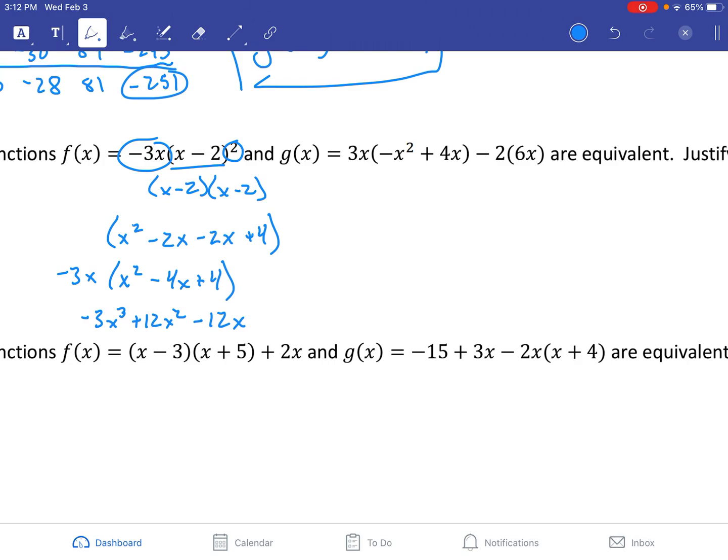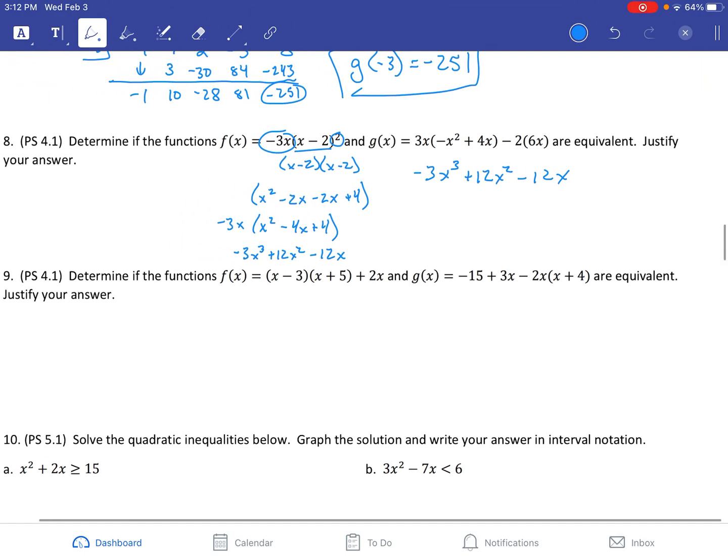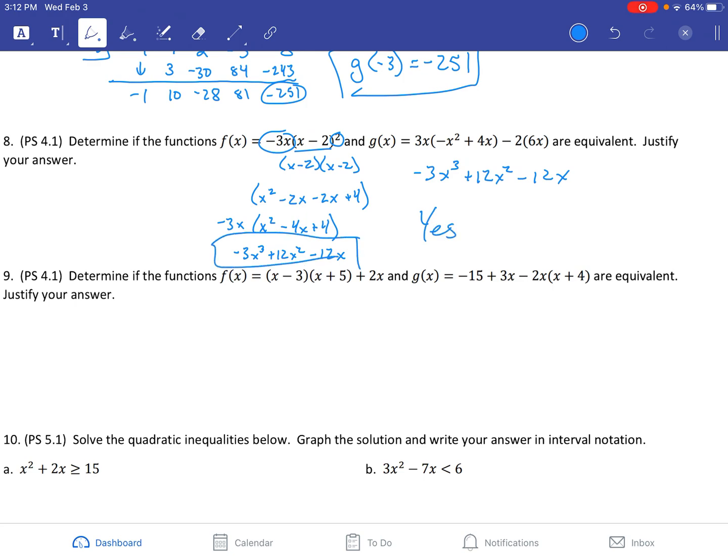Here we're just multiplying through, so 3x times the two terms in the first parentheses. 3x times negative x squared is negative 3x to the 3rd. 3x times 4 is going to be positive 12x squared. All right, and then here we have negative 2 times 6x, which is going to be negative 12x. So, do these things look the same? They are in fact the same. So you would say yes, because this and this are equal.